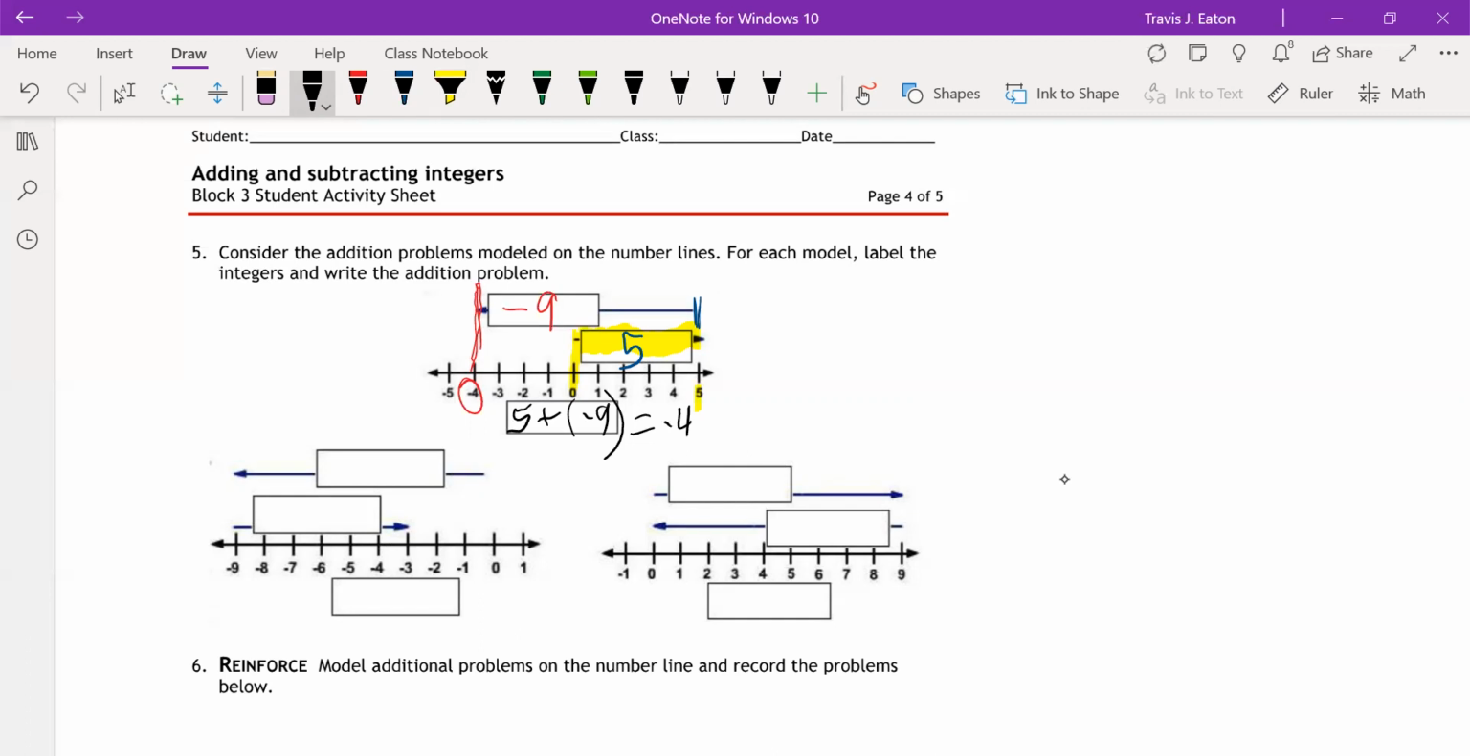Now you might be asking why I put parentheses around my -9, because I don't want it to look like it says 5 plus -9. That just wouldn't make sense. We're adding -9, and that's why the parentheses are around it. 5 plus (-9) equals -4.